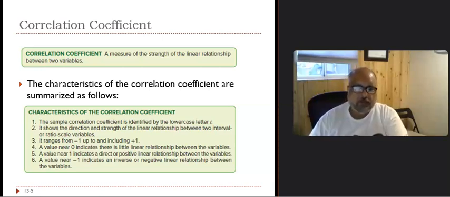If the value is less than 0, it means it's heading toward -1. So if it's close to 0, but on the left hand side, then we can say there is a little negative linear correlation.